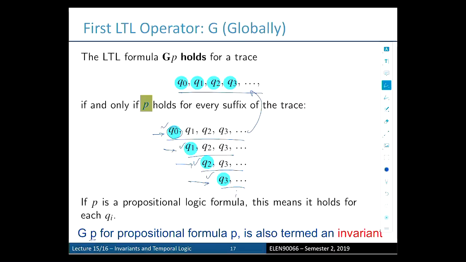If P is a propositional formula, then we call it an invariant. Again, it's a name. So globally, some formula holds. That formula is invariant. It doesn't change.